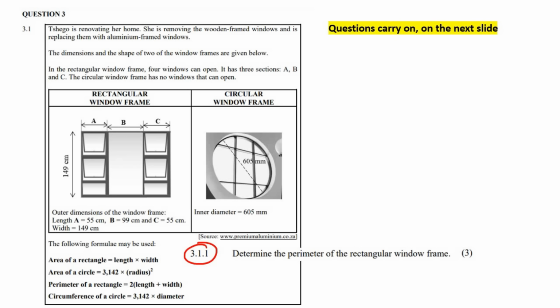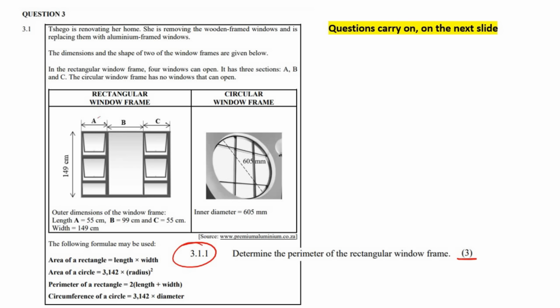In the rectangular window frame, 4 windows can open. So 1, 2, 3, 4. And then it has 3 sections, A, B, and C. The circular window frame has no windows that can open. Okay, because that's always nice to have no windows that can open. Who needs fresh air? So, okay, and then they give us a whole bunch of dimensions over here. So we've got some dimensions, and then here we've got a dimension as well. And then we've got formulas for circumference, perimeters, areas, all of that.